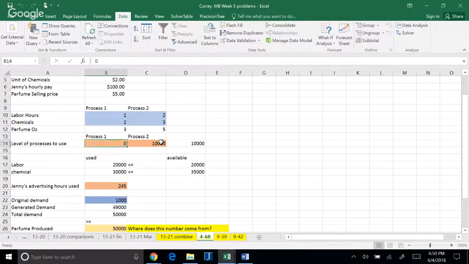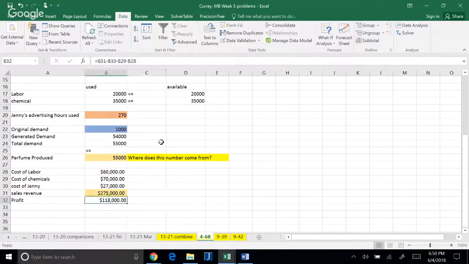Does not have you using any of process 1. Okay. Labor uses 20,000. Used is demand. Okay, let's plug in the correct number. So 270, that is correct. 10,000 and 5,000. Yes, so these numbers are now all correct.